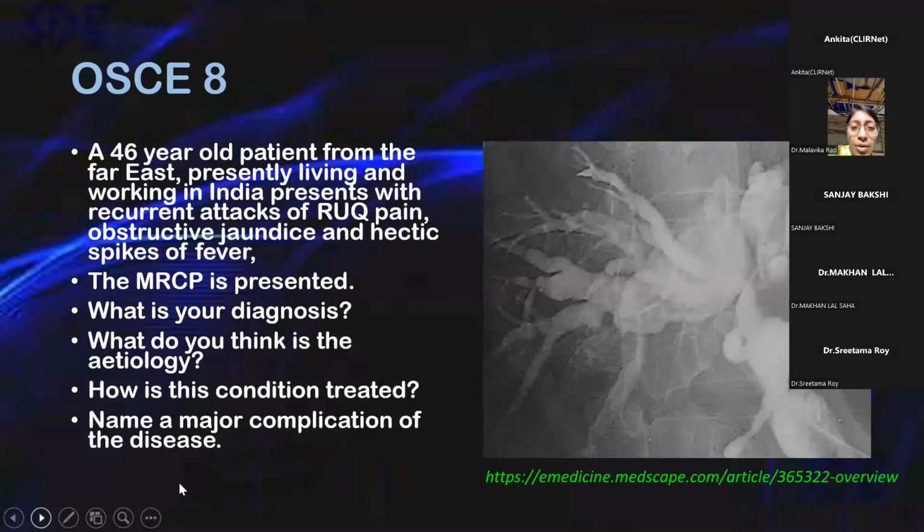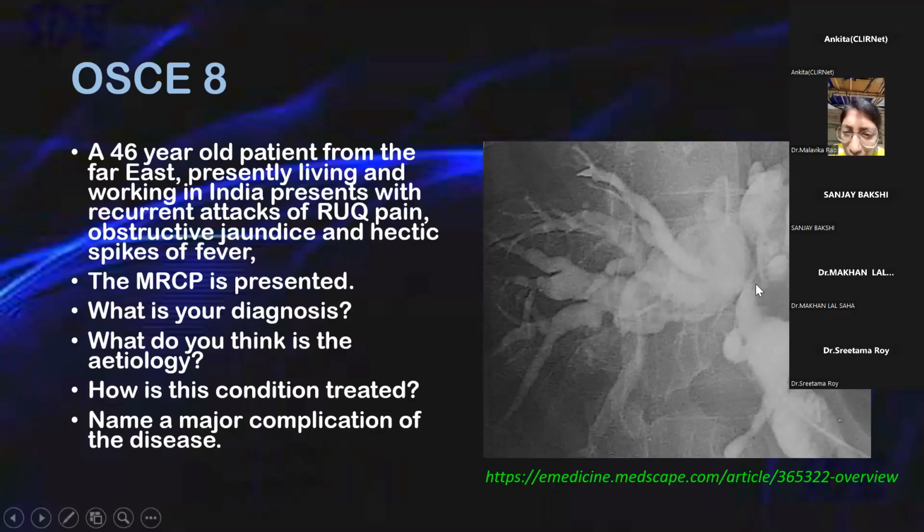A 46-year-old patient from the Far East, presently living and working in India, presents with recurrent attacks of right upper quadrant pain, obstructive jaundice, and hectic spikes of fever. The MRCP is presented. The MRCP shows grossly dilated intrahepatic as well as extrahepatic biliary radicles.